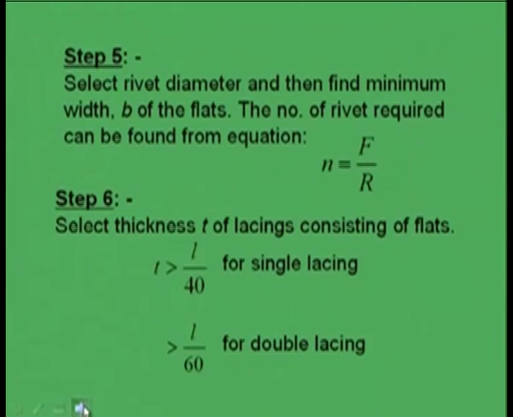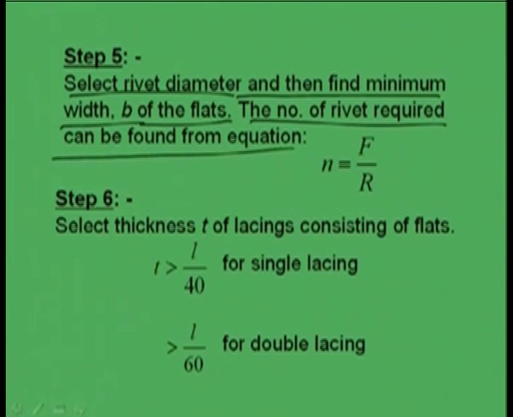In step 5, we will select some rivet diameter, say 22 or 20 or 18, whatever, and on that basis we will find the minimum width. So, the minimum width we can find, then the number of rivets required can be found, say N is equal to F by R.